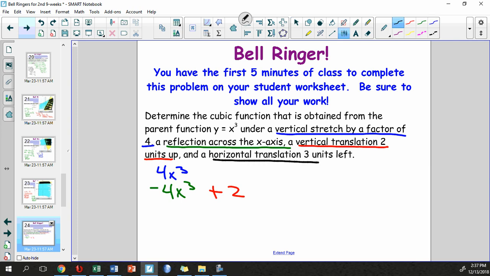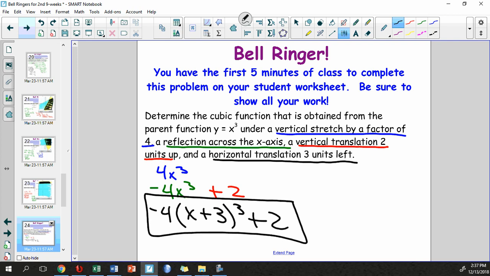And then I'm going to have a horizontal translation of 3 units to the left. So that means I'm going to add the parentheses, and that's going to be negative 4 times (x + 3) cubed + 2. That's what we're looking at.